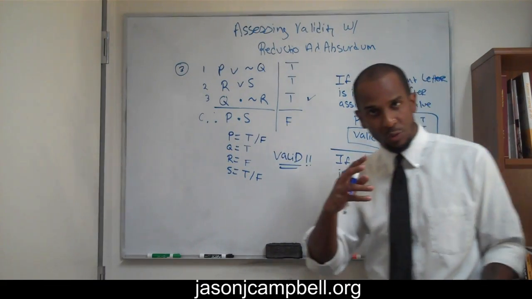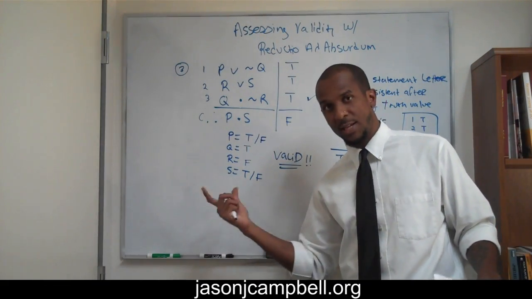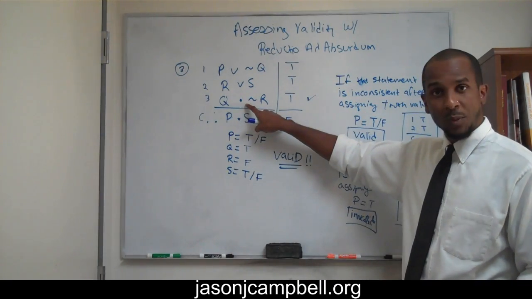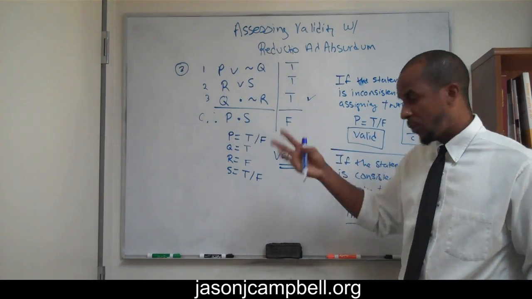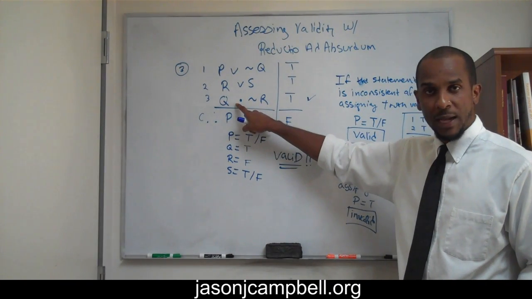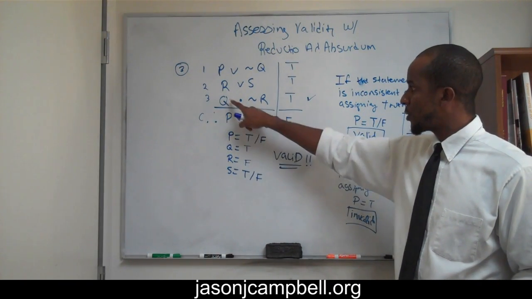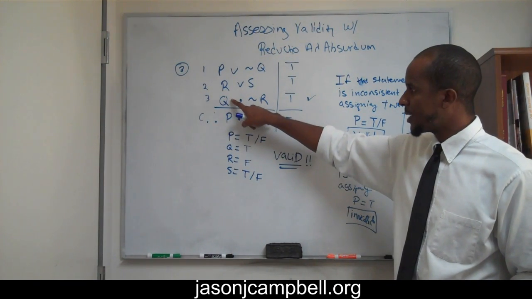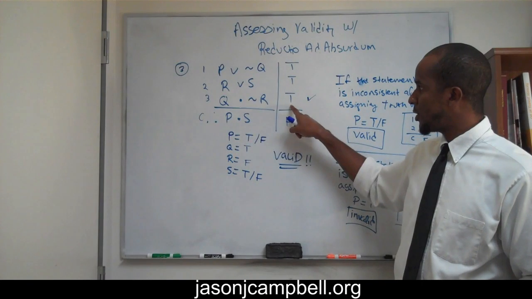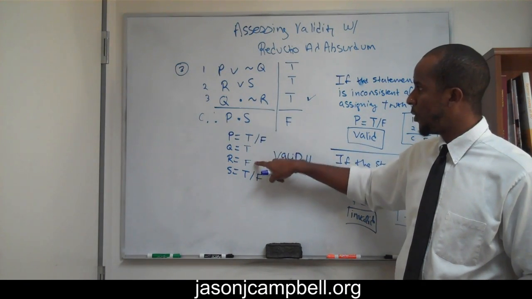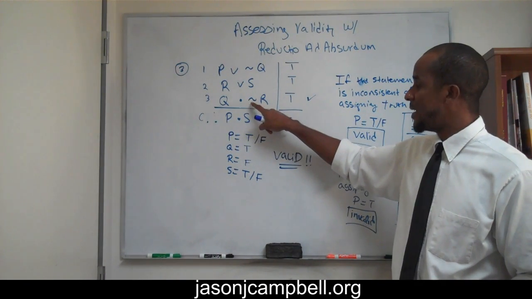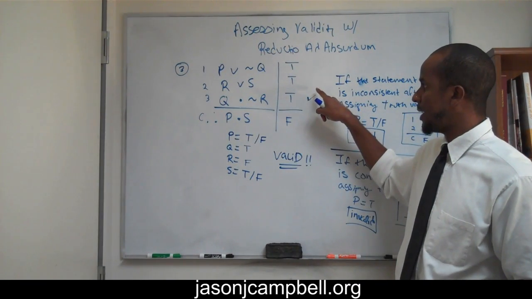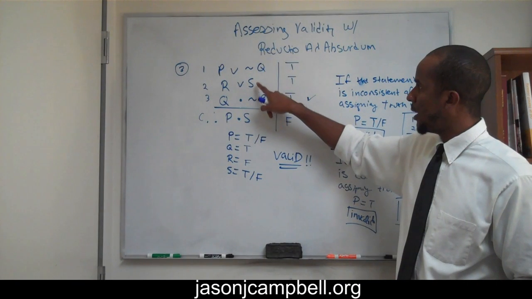And just to go through that quickly again, you can start anywhere. I, for whatever reason, decided to start on premise 3. Premise 3, we assign truth for Q. Well, in order for this to be true, I assigned R false. Not false is true, so true and true is true. I satisfied that condition.